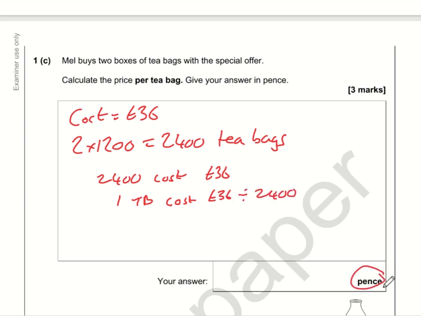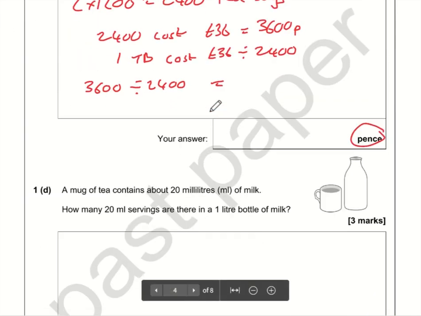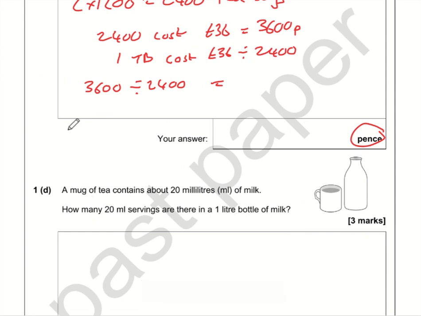Now, since we want the answer in pence, it makes sense to turn £36 into pence, which is 3,600 pence. So our calculation is 3,600 pence divided by 2,400. Now, what we're going to have to do here is just simplify the division. Remember, if this was a fraction, you wouldn't hesitate to simplify it. And remember that the line of a fraction does mean divide, so this is the same as this.